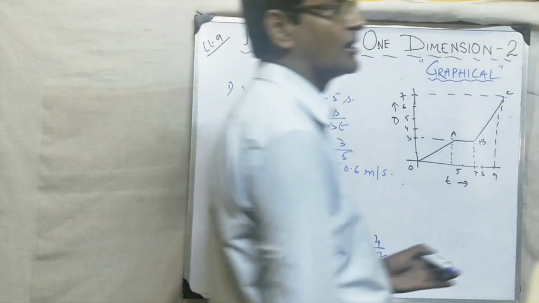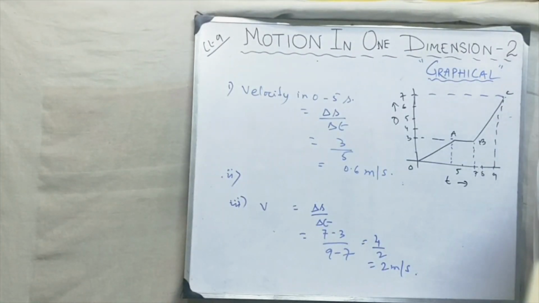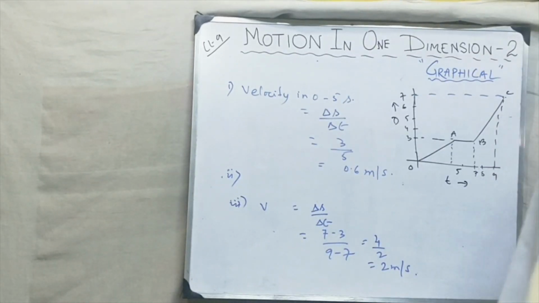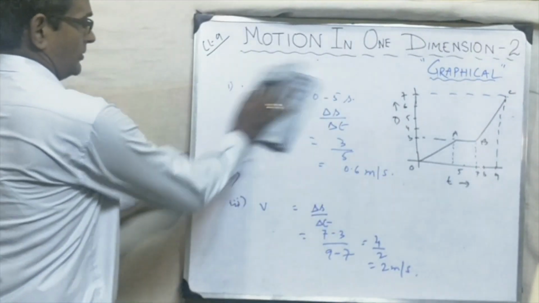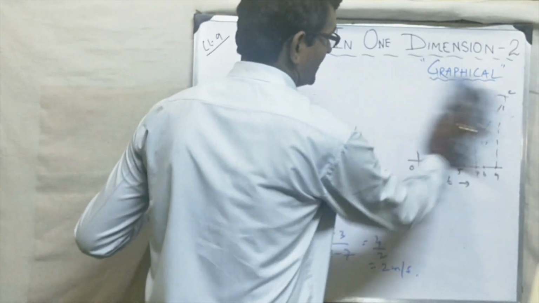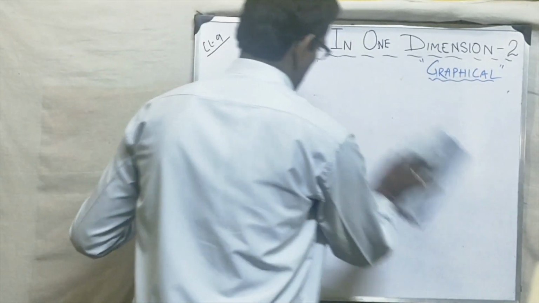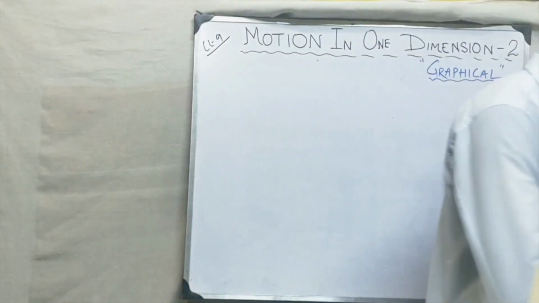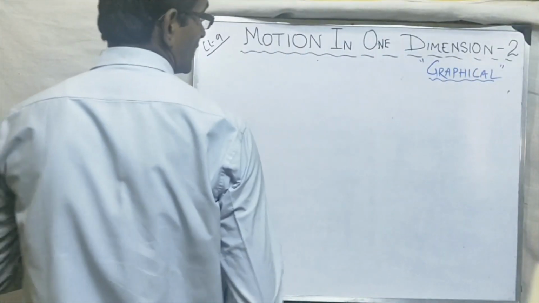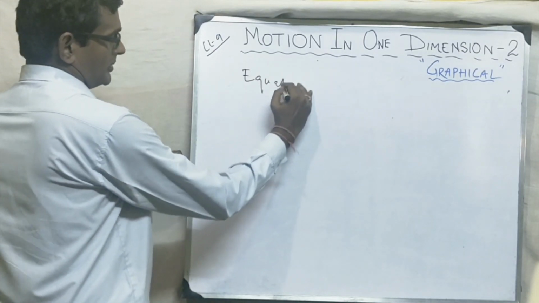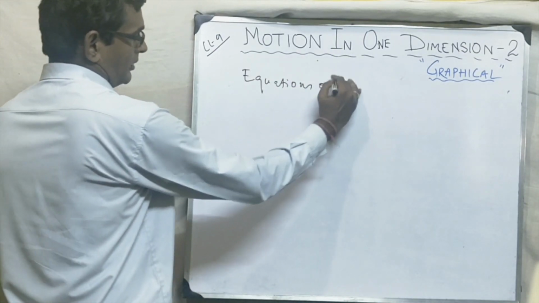Now we are going to start the next part, that is the equation of motion. There are 3 equations of motion in our syllabus. So let us see what the different equations of motion are. Without wasting time, we'll go for the equations. The graphical part is over, now we are going to the equations of motion.